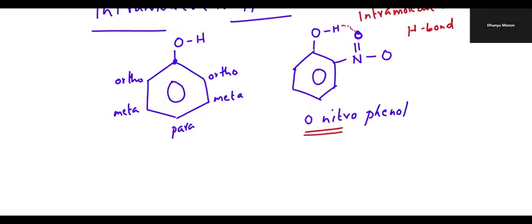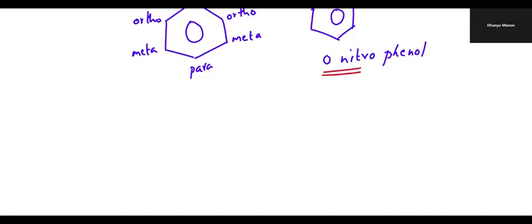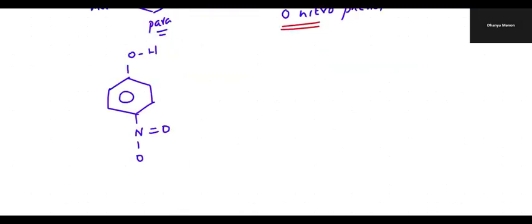Similarly, I take another example, suppose, OH and N double bond O. This is O. This is in which position? Nitro group is in which position? Para nitrophenol. Suppose I bring about another para nitrophenol.